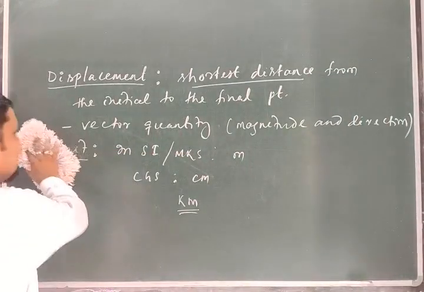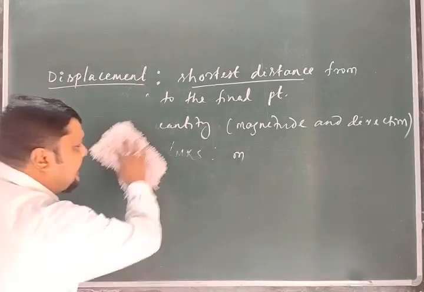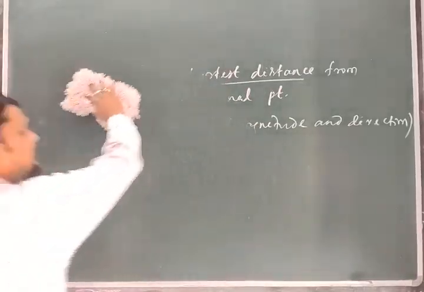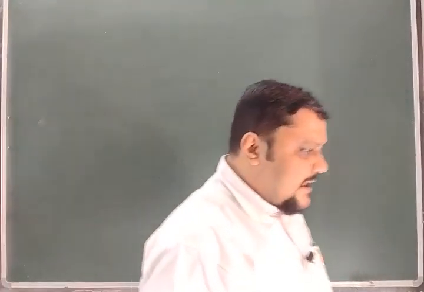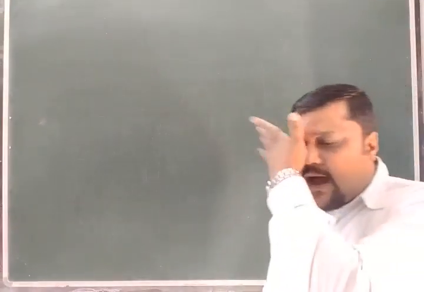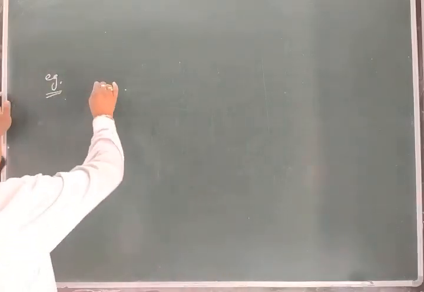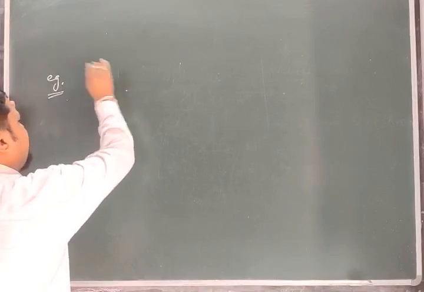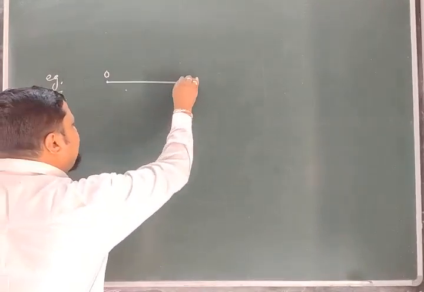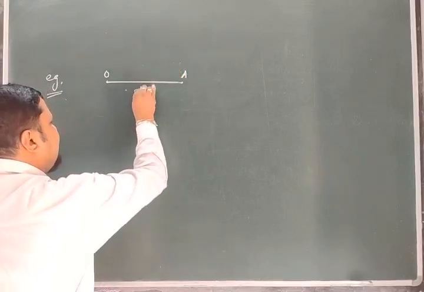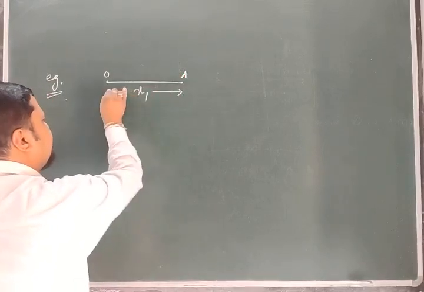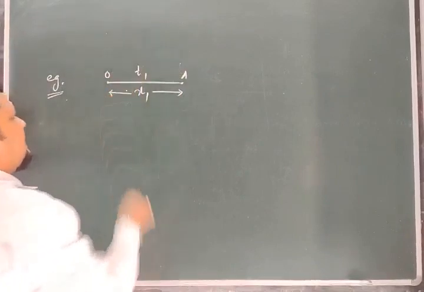Now, next we will find how to calculate it. In the example I have given, the displacement is from the initial to the final point. Now practically, how will we measure this displacement in different cases and different examples? We will go for an example. Let us consider an example where the particle starts from the point O and reaches the point A, and the distance traveled is x1 in a time interval t1.